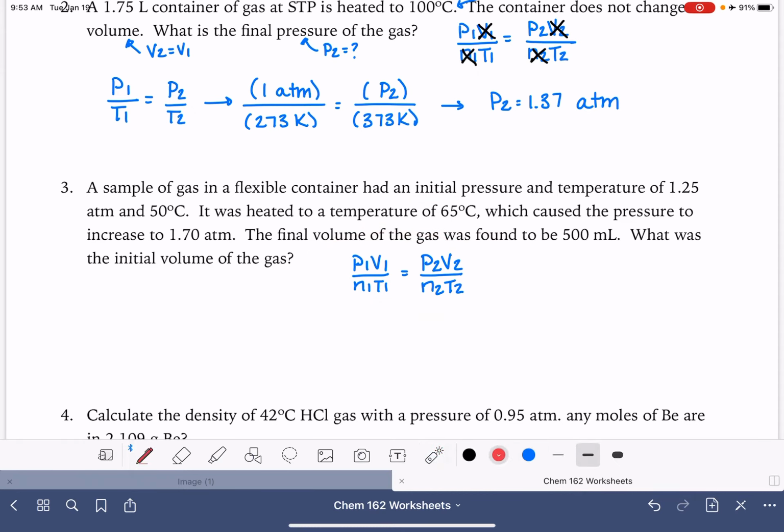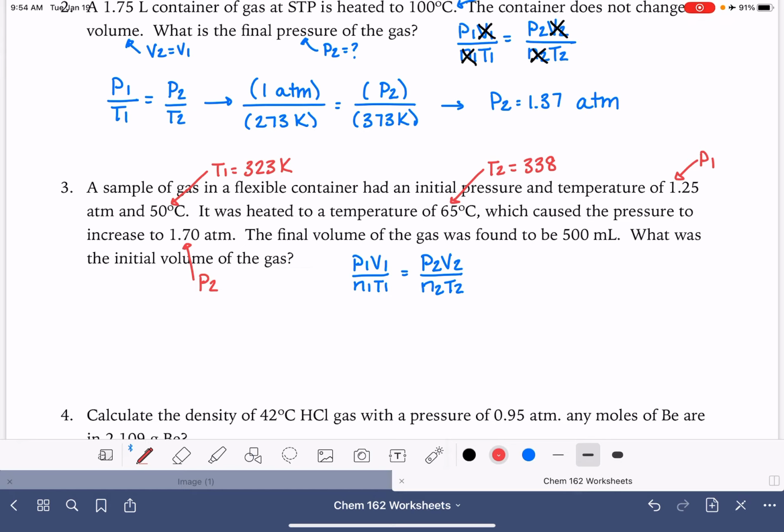Initial pressure and temperature of 1.25 atmospheres. So this is my P1, and my initial temperature of 50 degrees Celsius. That's my T1, and I'm going to convert that straight into Kelvin. 323 Kelvin. It was heated to a temperature of 65, so that's my T2. Convert that straight into Kelvin. 65 plus 273 is 338. This caused the pressure to increase, so that's a P2.